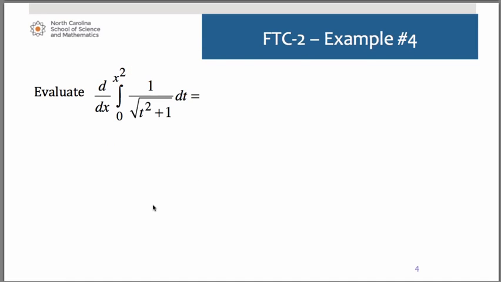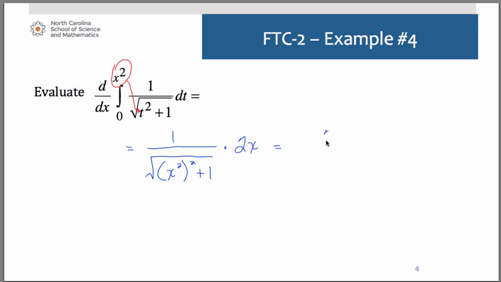Here we have the derivative of the integral from 0 to x squared of 1 over the square root of t squared plus 1 dt. Once again, we're going to begin by taking the upper limit of integration, which is x squared. We're going to substitute that in place of our t in the integrand. We then have 1 over square root of x squared squared, which we'll simplify in just a second, plus 1. But remember, now we need to multiply by the derivative of that upper limit of integration. And that derivative would be 2x. Our answer in the end then is 2x over square root of x to the fourth plus 1.